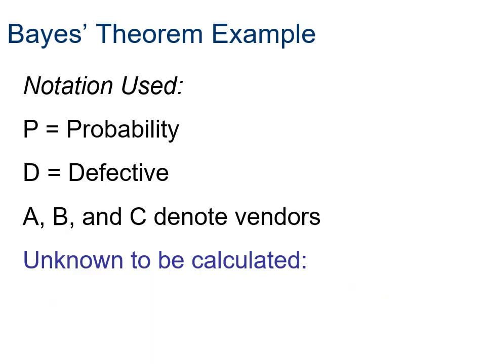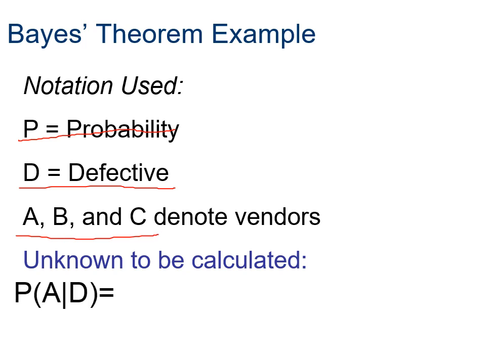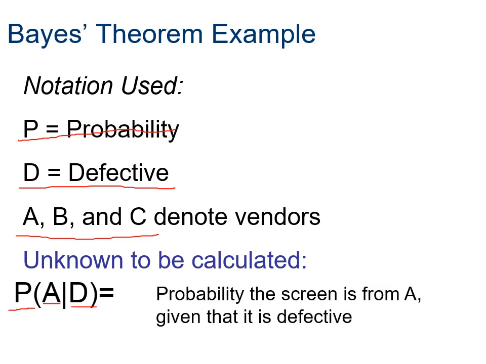So just some notes. P stands for probability. D means it's defective. And A, B, and C are the 3 different companies that are providing those screens. The unknown that we're going to calculate is the probability that something came from company A if we know that we have a defective screen. So this is what we're trying to solve for: the probability that the screen is from A given that it is defective.